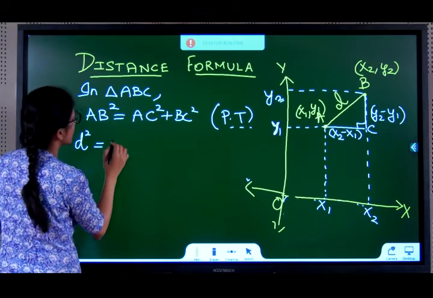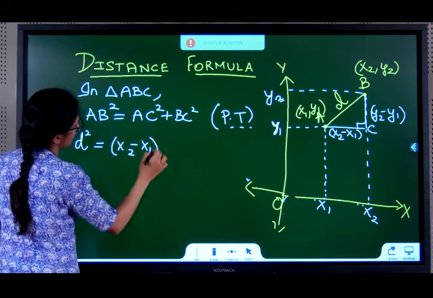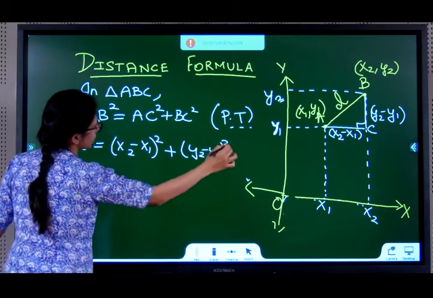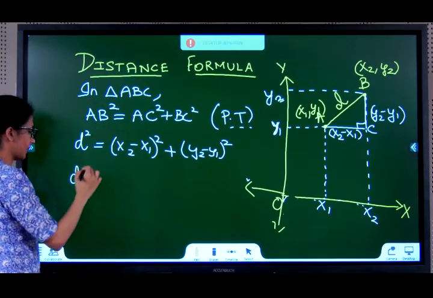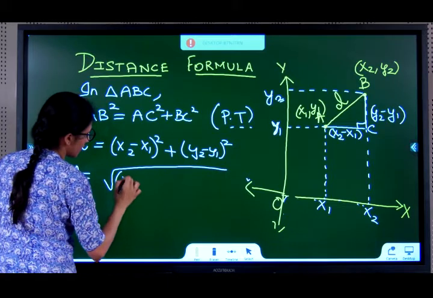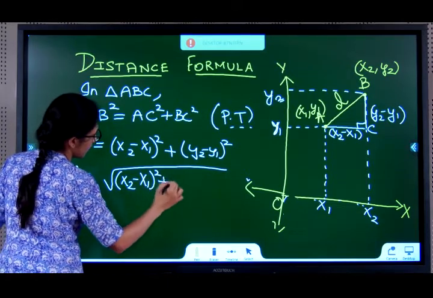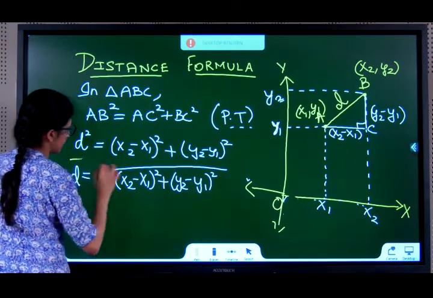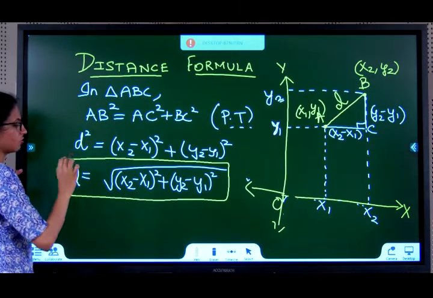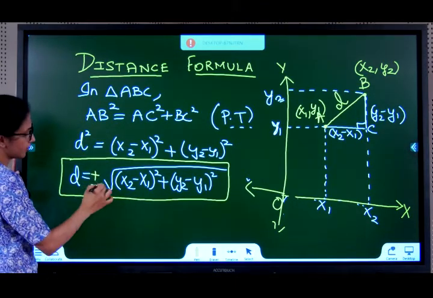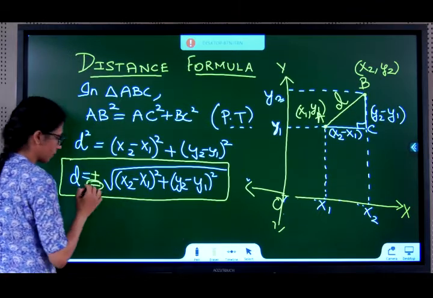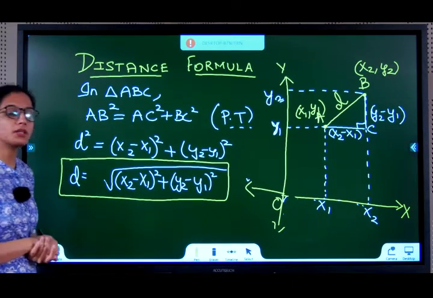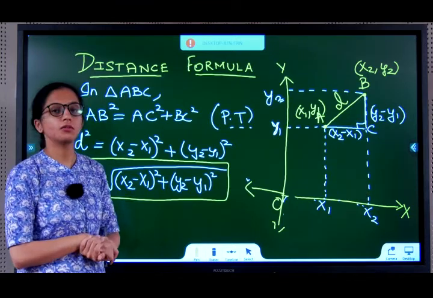AC, what is AC? x2 minus x1 whole square plus BC, y2 minus y1. There's a square, so square. Send the square root, square that side, make it under root. Root of x2 minus x1 the whole square plus y2 minus y1 the whole square. This is known as the distance formula. Should I put plus or minus here? No, because distance cannot be negative. We ignore the negative sign. So, D is equal to root of x2 minus x1 the whole square plus y2 minus y1 the whole square.